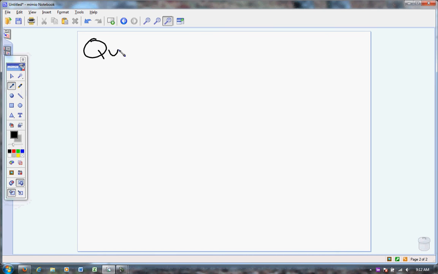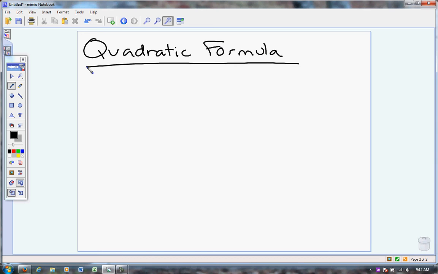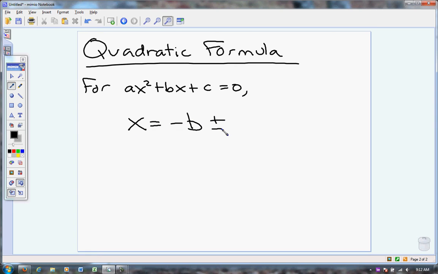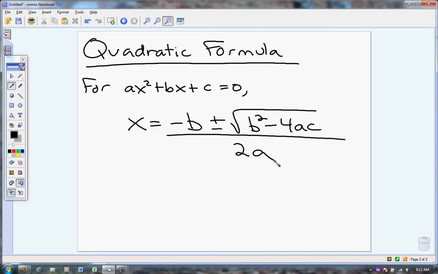So the quadratic formula is a way to solve a quadratic equation that won't factor. It's a way to do it analytically or algebraically, if you will. So the quadratic formula says for ax squared plus bx plus c equal to 0, x equals negative b plus or minus the square root of b squared minus 4ac all over 2a. That is the quadratic formula.